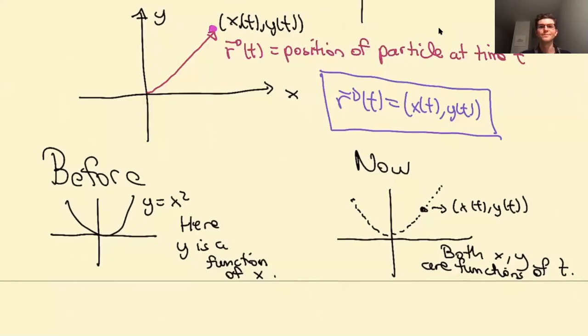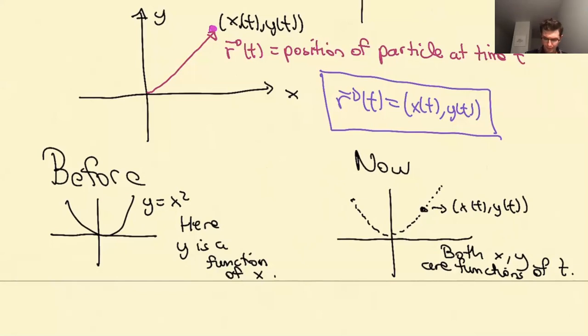So what I was trying to say is that here in this perspective, y is a dependent variable and x the independent one. In this perspective, both x and y are the dependent variables and t is an independent one. So maybe I should write that. It's just a different point of view.